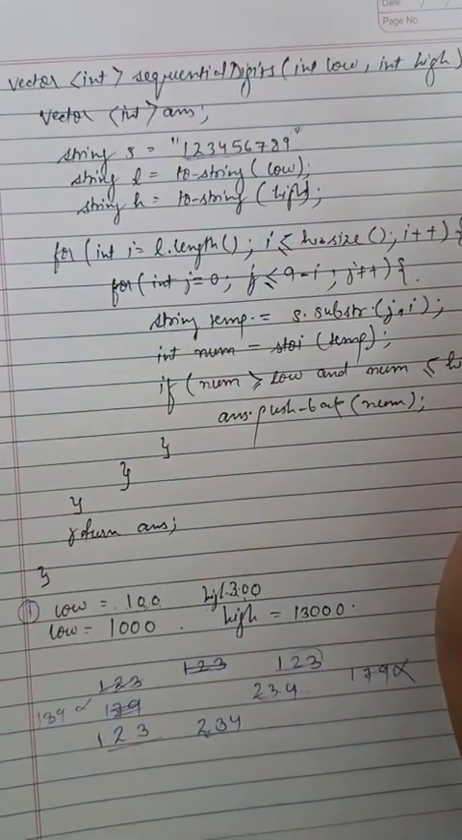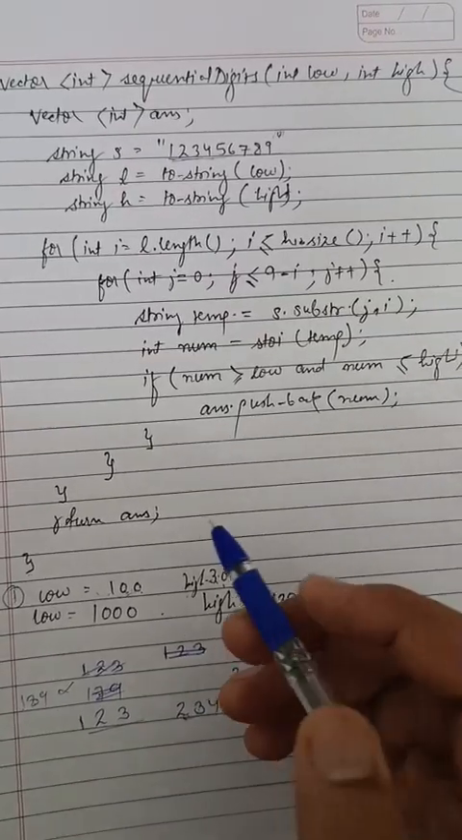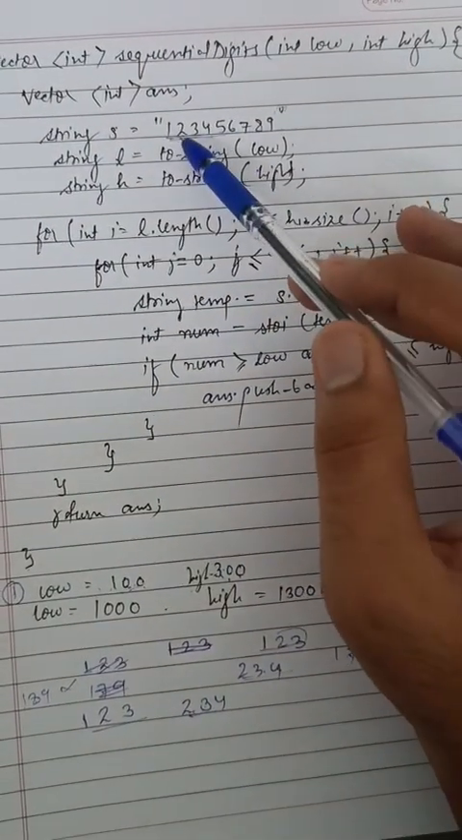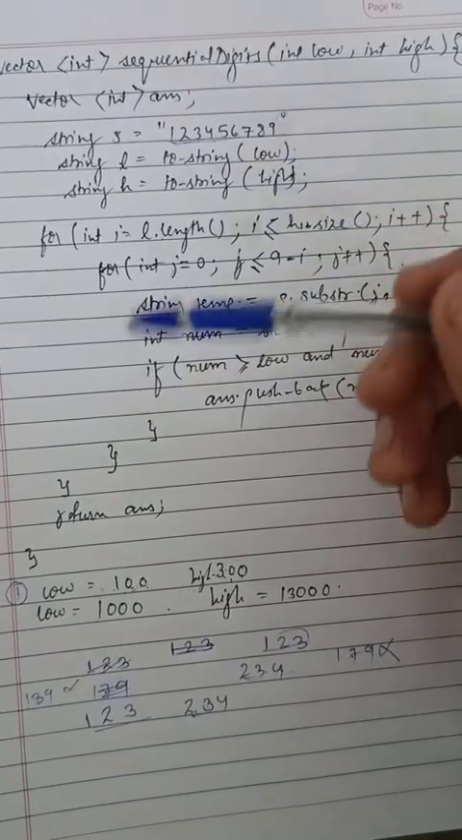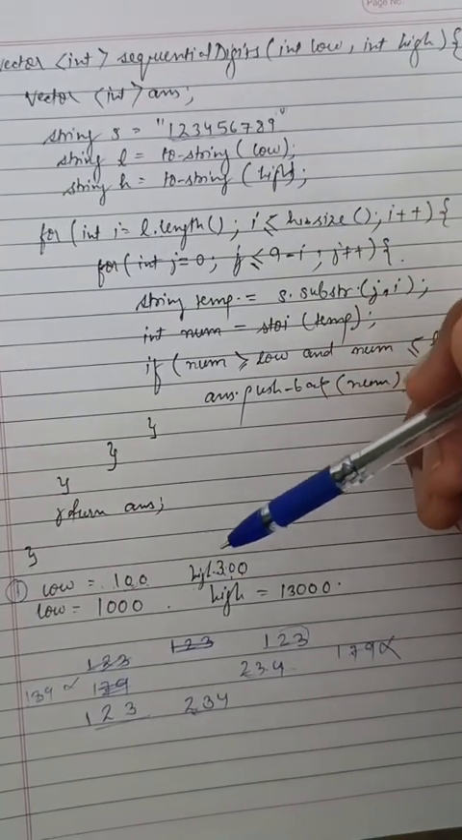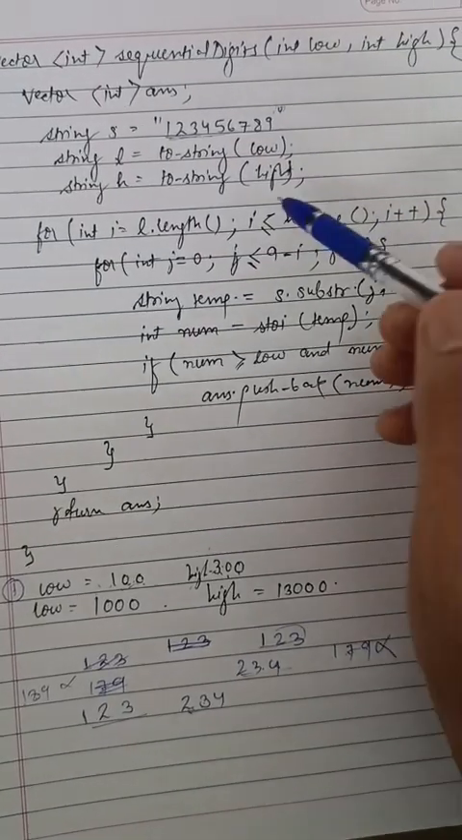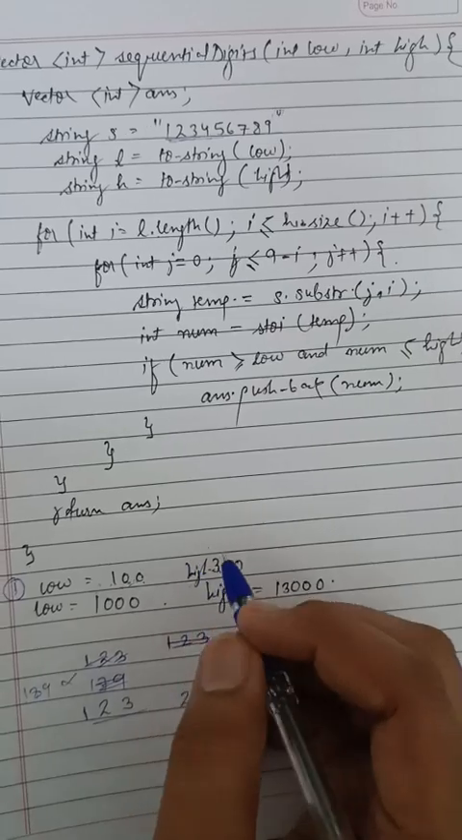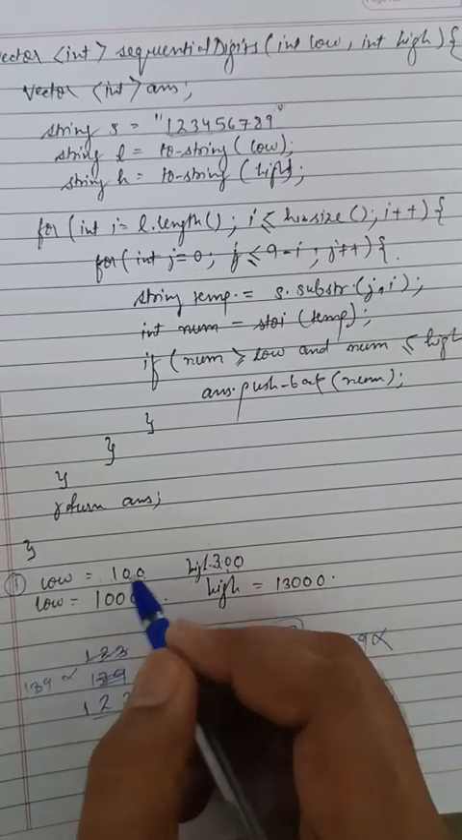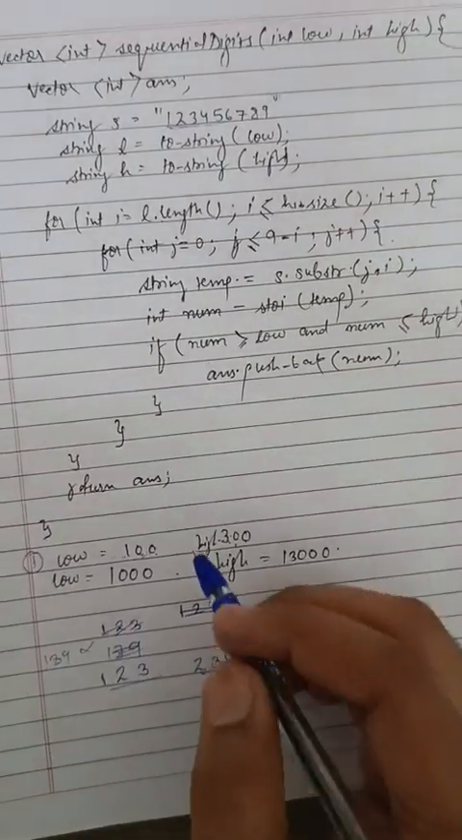So the idea behind this is that I will just traverse over this string until and unless my low is less than or equal to high. Okay, I will take an integer. There will be a double loop, right? The outer loop will be like this.